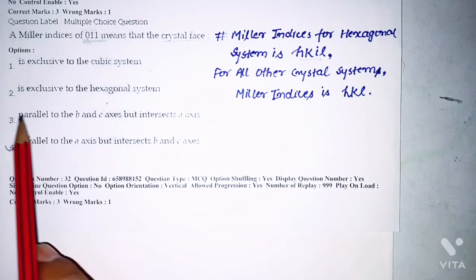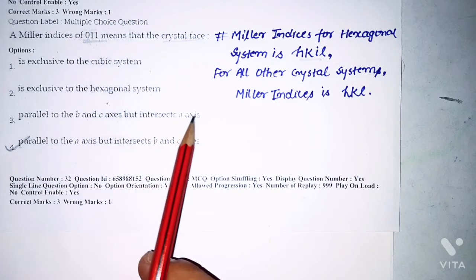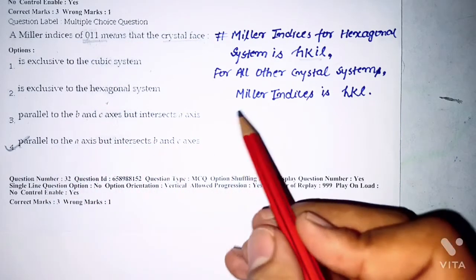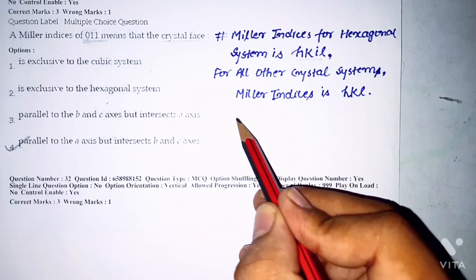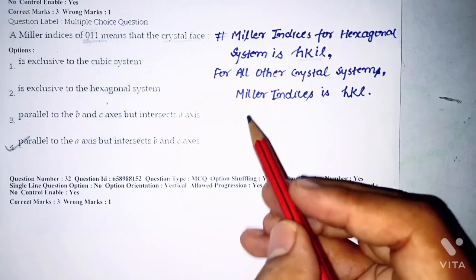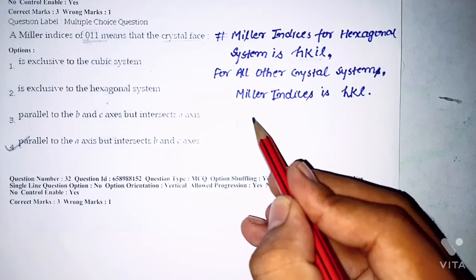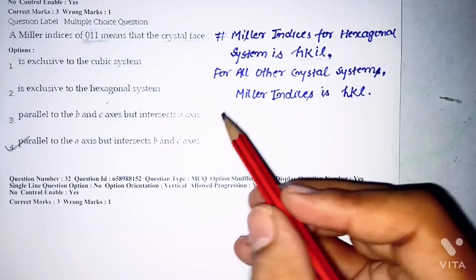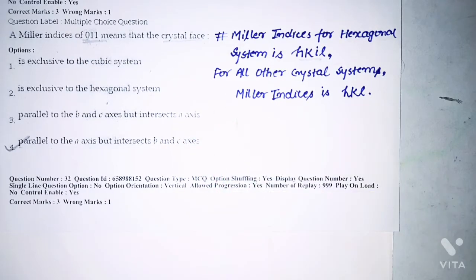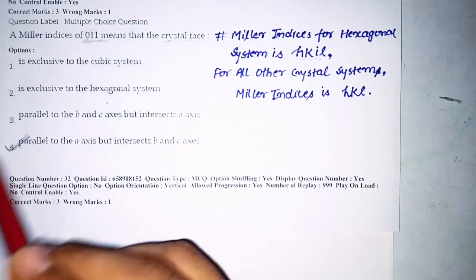But in case of option 3rd, parallel to the B and C axis but intersects A axis. This means that the Miller indices would be, if it is intersecting A axis, then it represents 1 or H, and if it is parallel to B and C axis, then it will be written as 0. So, it will be 100 in the case of third option. And the question is asking about 011. So, the correct answer is 4.